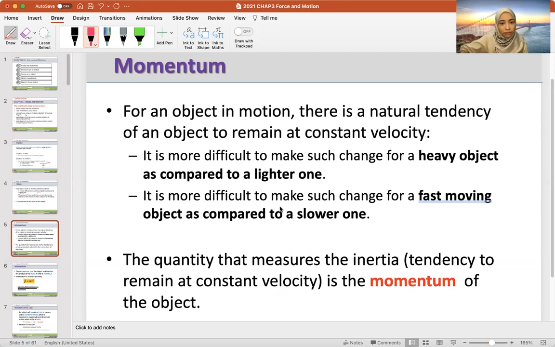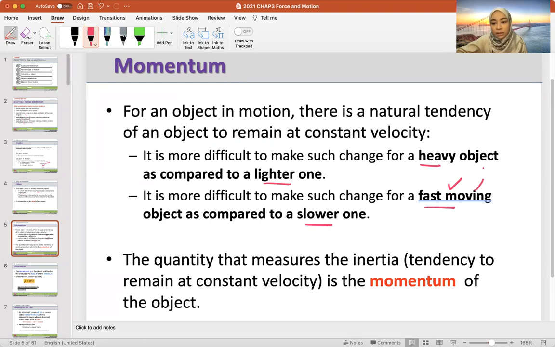Okay. And then this is related to momentum juga lah. So this is, I don't know if this is new or not to you. So momentum is also related to inertia. For an object in motion, there is a natural tendency for an object to remain at constant velocity. It is more difficult to make such change for a heavy object as compared to a lighter one. It is more difficult to make such change for a fast moving object as compared to a slower one. Tadi kita cakap pasal heavy versus lighter. Now we're talking about faster compared to slower.